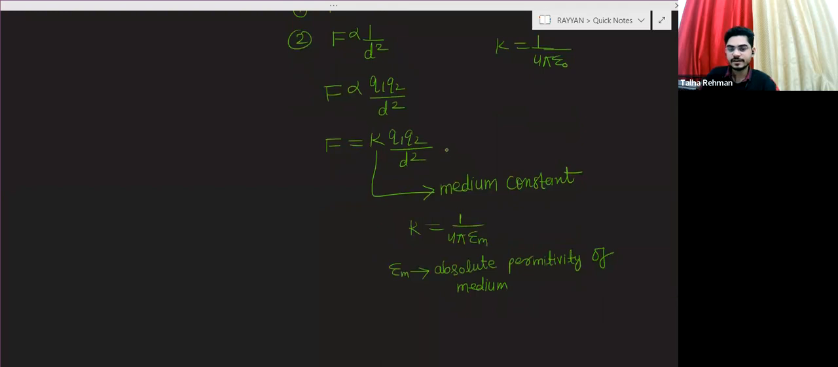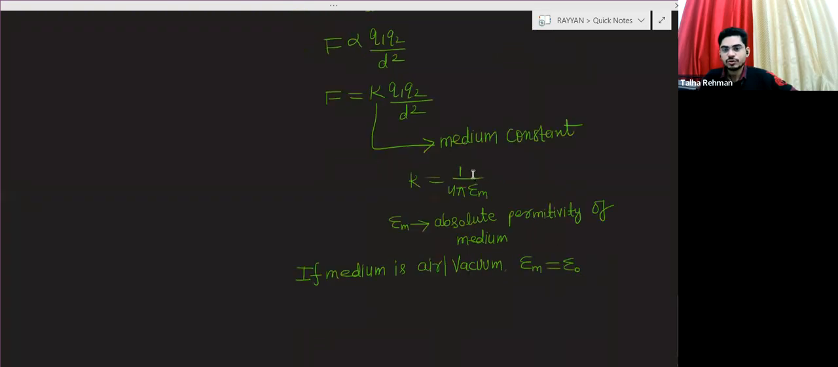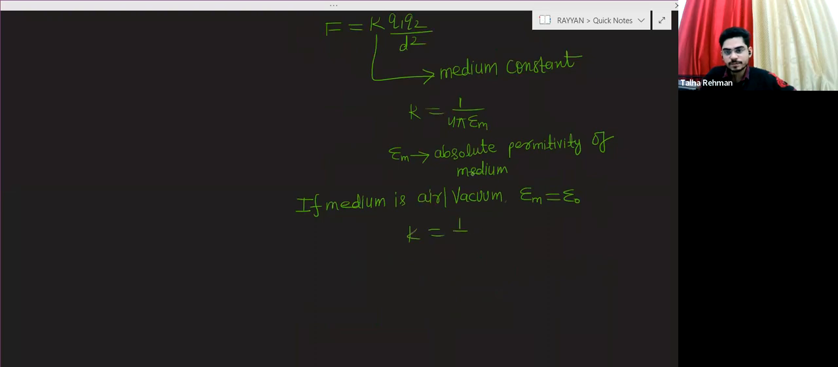If the medium is air or vacuum, where vacuum means there is no air, then epsilon m is equal to epsilon 0. So this k becomes 1 upon 4 pi epsilon 0, and this is equal to 9 into 10 to the power 9 Newton meter square per Coulomb square.